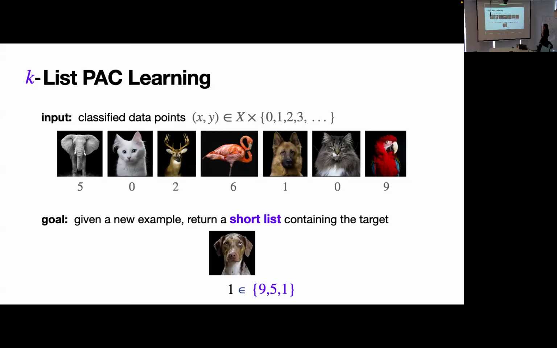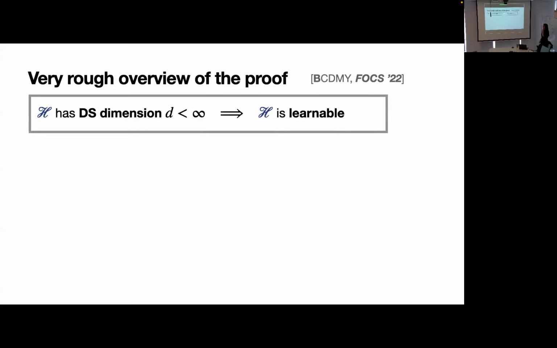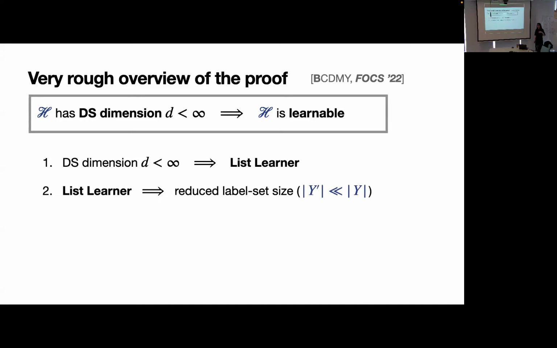Okay, so how is this notion used in our proof? I'm going to give a very rough overview of the proof, essentially only talking about the connection to list learning, but obviously hiding a lot of the details. We start from the assumption that the DS dimension is finite. We're then able to use that property to construct a list learner for our class H, where the size of the list is going to scale with the parameter d. Once we have that list learner, we're able to apply it to our class and get an effective proxy class with a reduced label space.